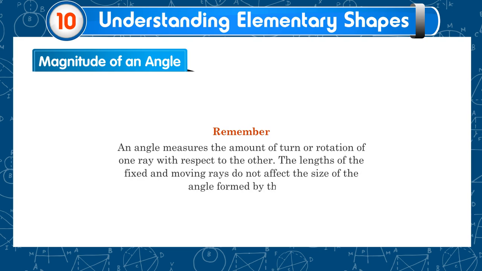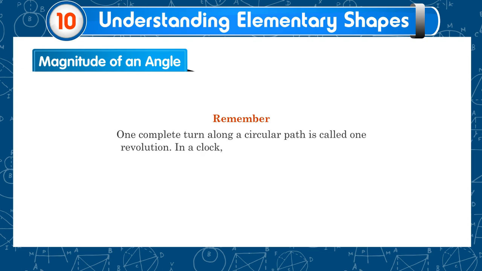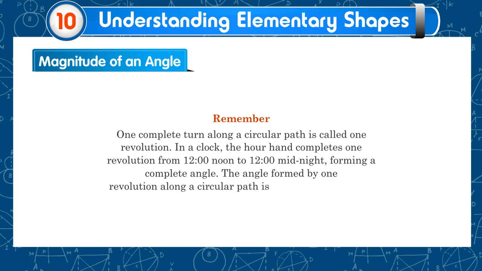Remember, one complete turn along a circular path is called one revolution in a clock. The hour hand completes one revolution from 12 noon to 12 midnight, forming a complete angle. The angle formed by one revolution along a circular path is equal to 360 degrees. In fact, when you draw a circle, you make an angle of 360 degrees.